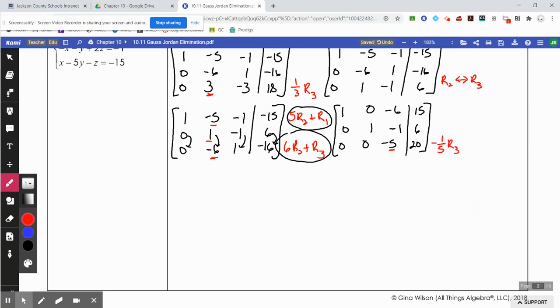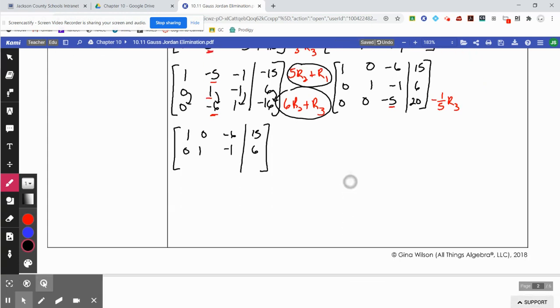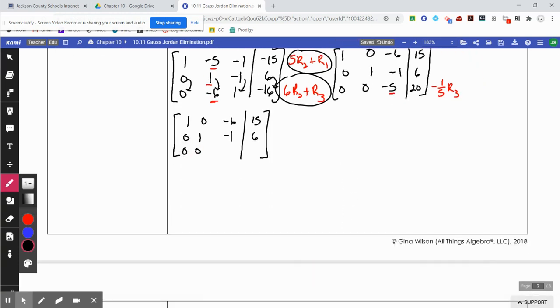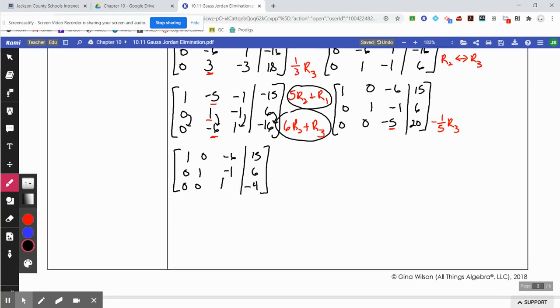So rows 1 and 2 stay the same. And row 3 is going to turn into a 0, 0, 1, and negative 4. So we see there what our z value is equal to. We now use that 1 to make everything above it a 0. So we're going to do 1 times row 3, and add it to row 2. We're going to do 6 times row 3, and add it to row 1. So our row 3 stays the same.